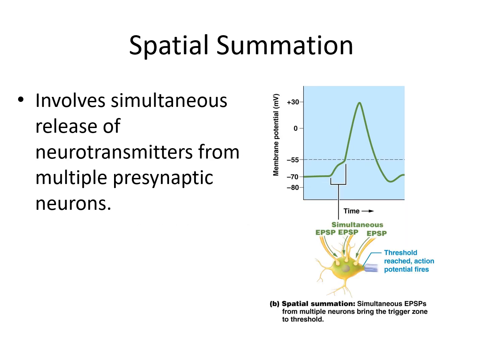Now how about spatial summation? This involves the simultaneous release of neurotransmitters from multiple presynaptic neurons. So this is sort of the way I described the initial figure. Here we have 3 presynaptic neurons. Each alone is insufficient to reach threshold, but together, the 3 presynaptic neurons may be sufficient to reach threshold and then produce an action potential. Okay, so this is spatial summation.